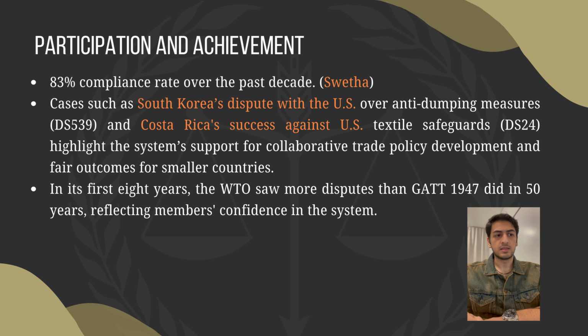In addition, in its first 8 years, the WTO saw more disputes than GATT did in 50 years, reflecting members' confidence in the system. These examples highlight how the WTO reduced trade barriers, shortened dispute timelines, and contributed to the development of international trade law, making it a crucial mechanism for global trade governance.